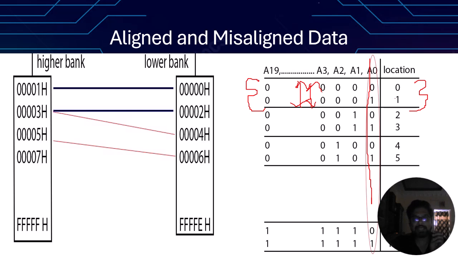For misaligned data, if we take address 1 and 2, that is locations 1 and 2, here the binary form is completely different. They are completely misaligned, right? So we can't take the 16-bit data at one instant of time.